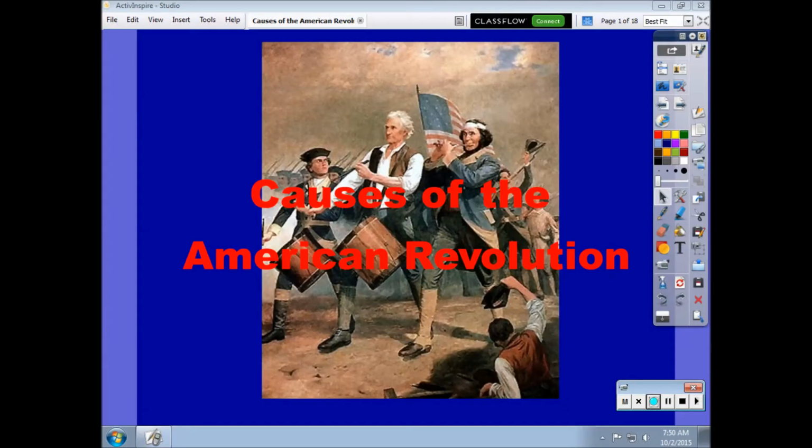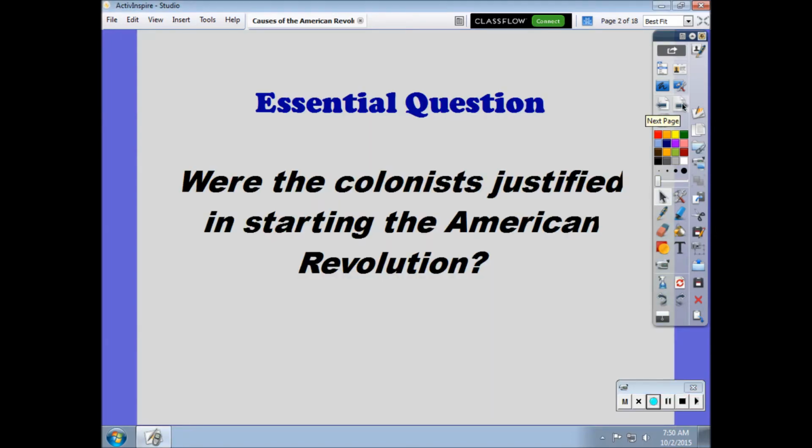Okay, what we're talking about is the causes of the revolution, and if you look at the next screen, you're going to find the essential question that you need to write at the top of your paper. The key term here is the word justified. Make sure that you have a clear understanding of that before you answer the question.